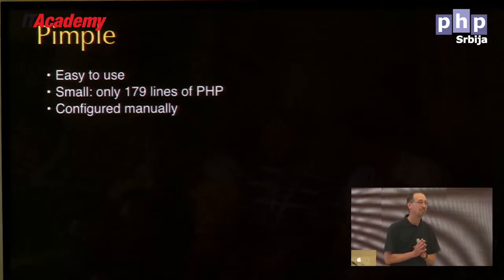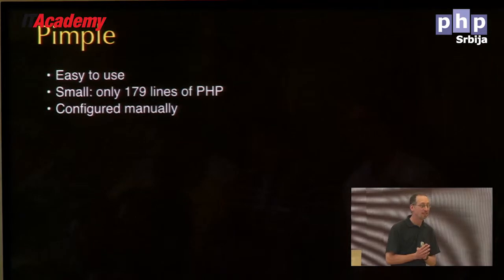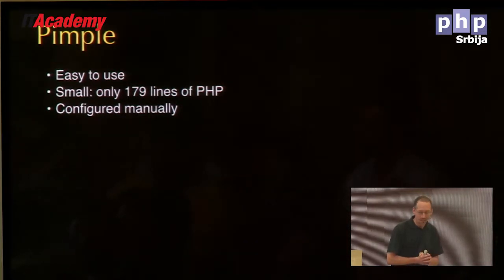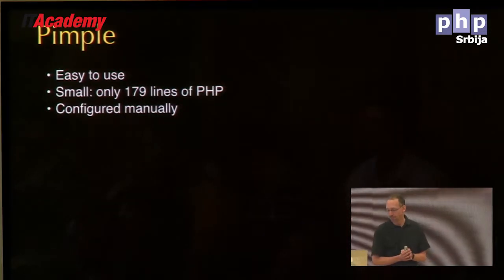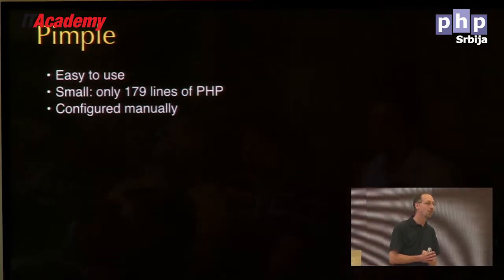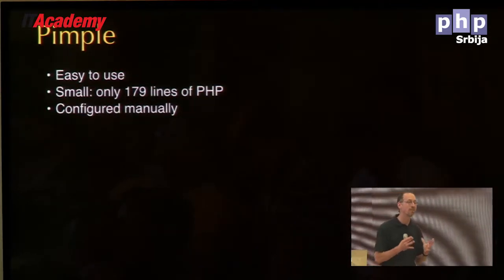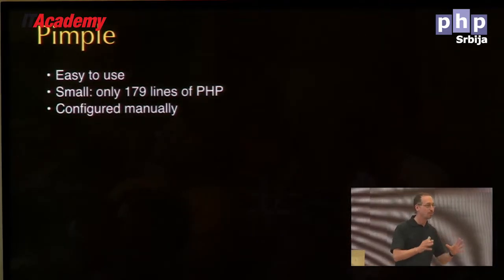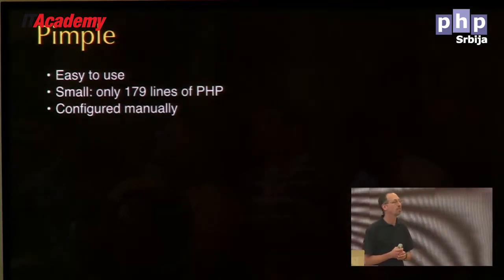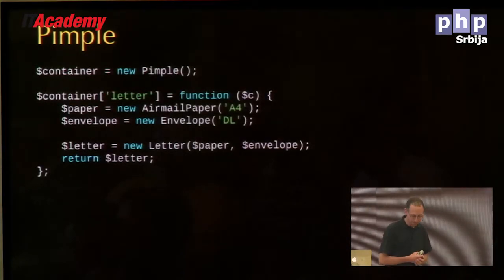Pimple is the world's most simple dependency injection container. If you want to learn how DICs work, this isn't a bad one to look at. There is 170-ish, 179 lines of code. You can read it in an hour and a half. You can understand it in 2.5 hours. That's quite powerful. If you want to understand how a well-written DI container could work, very simple one, then Pimple is a good one to study. I would recommend it. It's an entirely manual DI system, and it works like this.